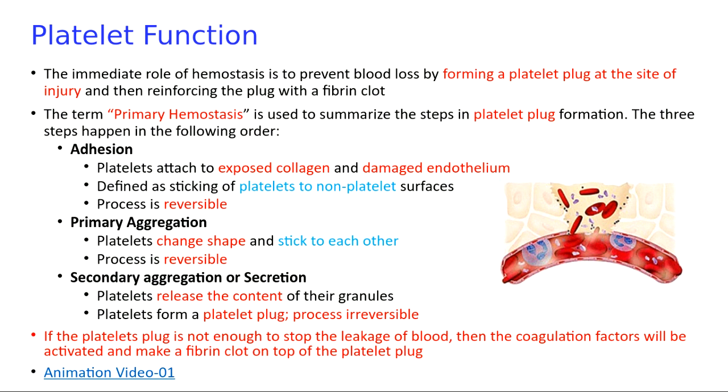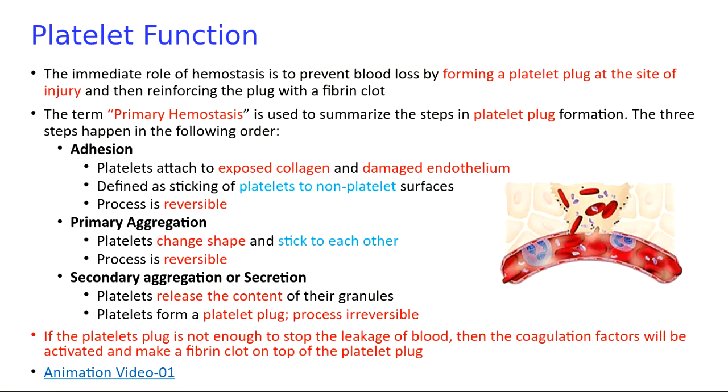Primary aggregation is once the platelets get to the site of the exposed collagen, they change shape to form pseudopods. They reach out to each other so that they can form a net, and they try to make contact with each other. So primary aggregation is the sticking of platelets to other platelets.